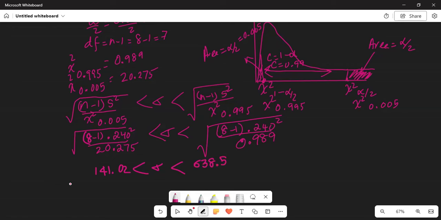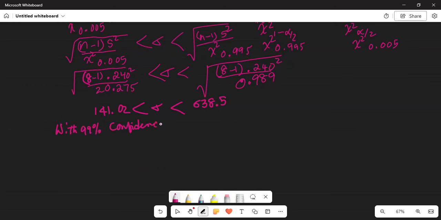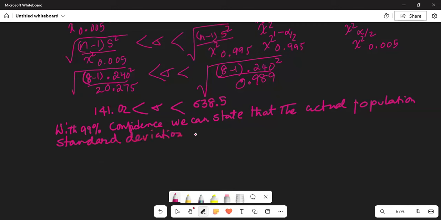So as you can see, in this case, we can state with 99% confidence that the actual population standard deviation will fall between 141.02 and 638.5.